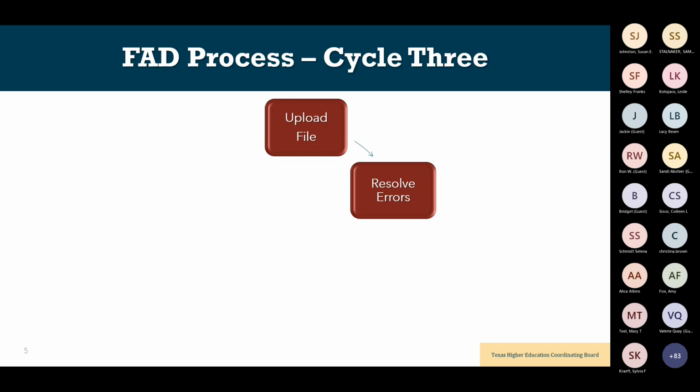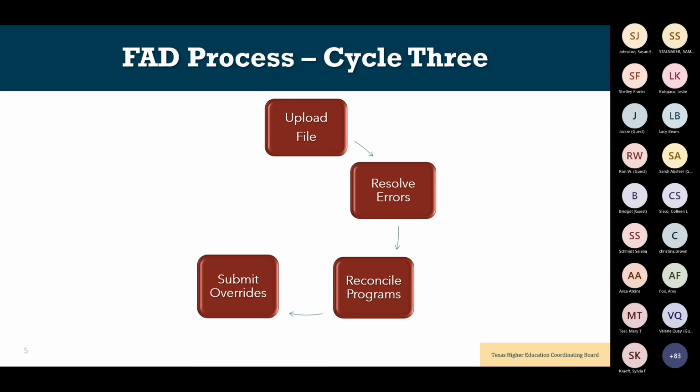Once you clear all your student level errors, then you're going to reconcile your programs. That is saying that what you've asked from the coordinating board matches the file that you submitted. Those two things have to match, not only the students within it, but the amounts that you're reporting within it. So that's our reconciliation process.